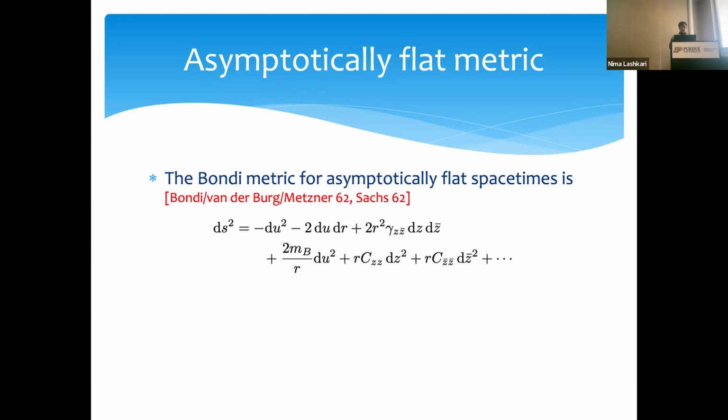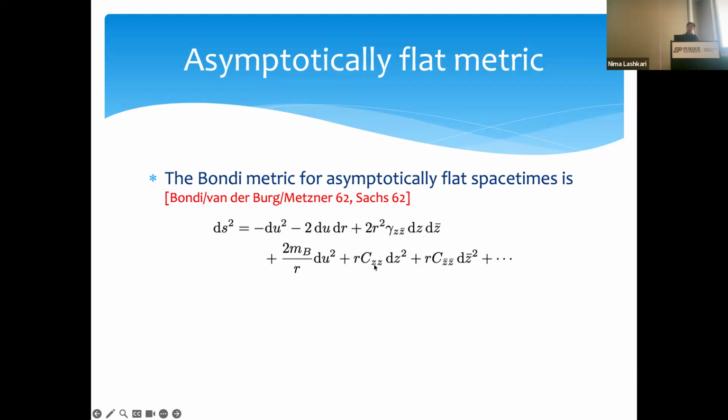Now, what makes this non-Minkowski but asymptotically flat is the presence of the second line. So M_B, this is the Bondi mass aspect, and this measures local energy fluctuations. And notice that this term is completely subdominant to the minus du squared when we take r goes to infinity.